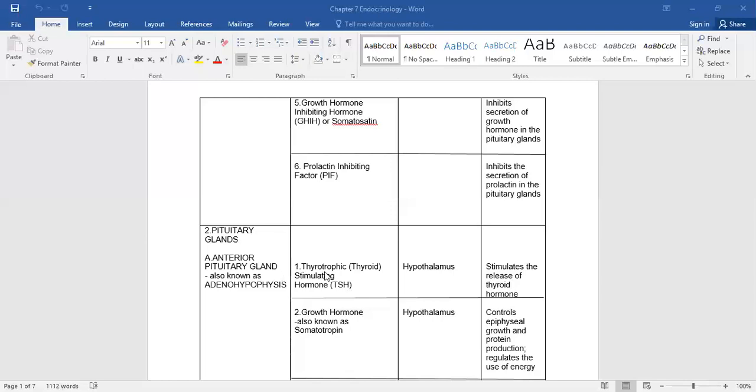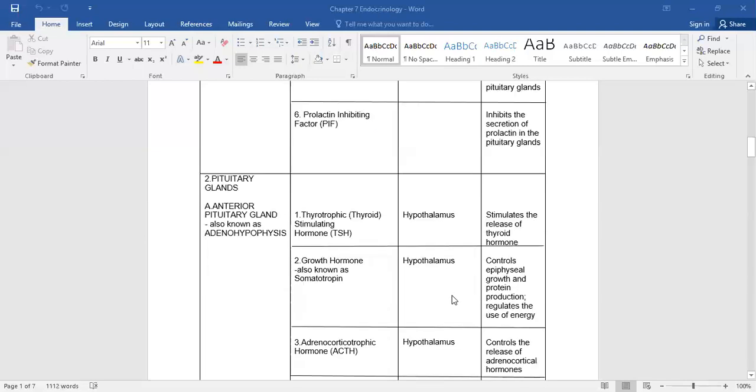Now, these are the hormones being stimulated by the anterior pituitary, that are produced by the pituitary glands rather. We have the thyrotrophic stimulating hormone, and its stimuli is the hypothalamus. So the TRH that we have mentioned beforehand, and it stimulates the thyroid glands to produce the thyroid hormone.